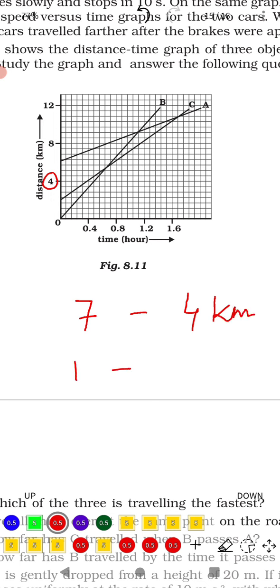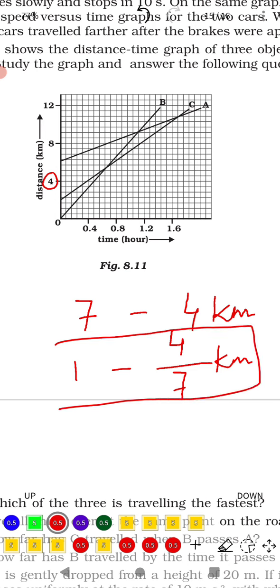So one division or one box will be how much? 4 by 7 kilometer, unitary method, you know this one. Okay, so this value you remember. One small box along the y-axis is representing how many kilometers? 4 by 7 kilometer. This value you remember to solve the last two questions.